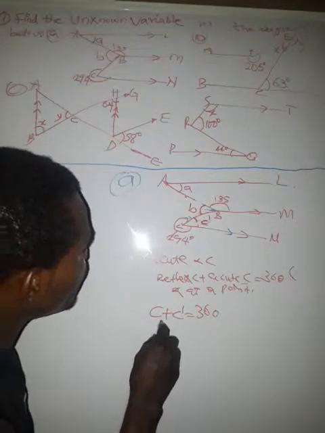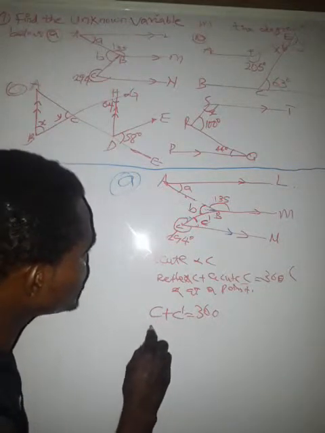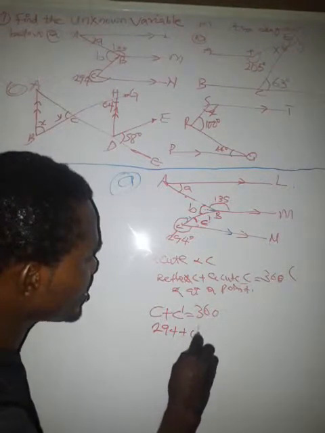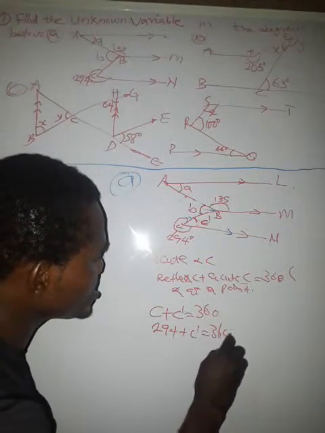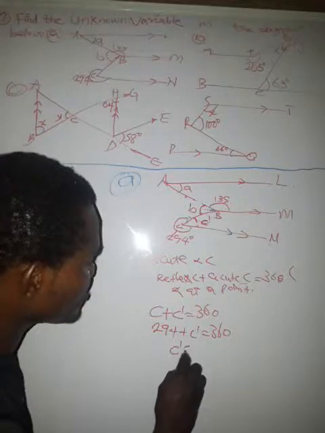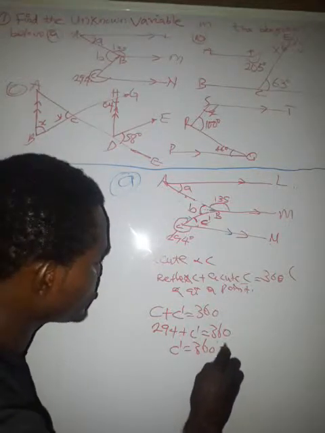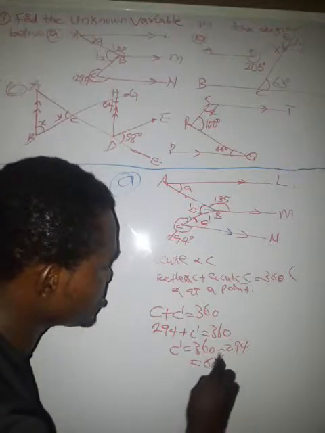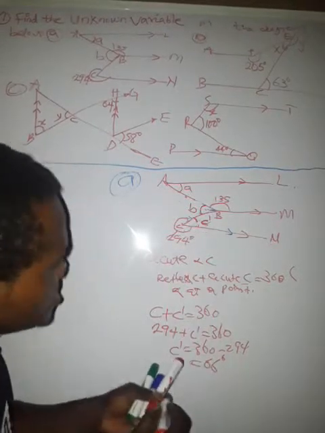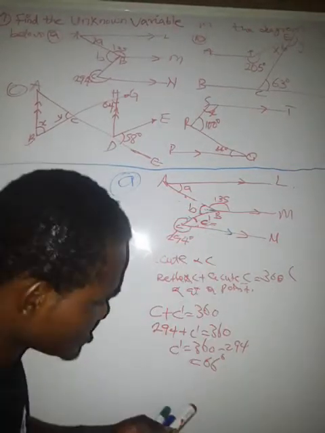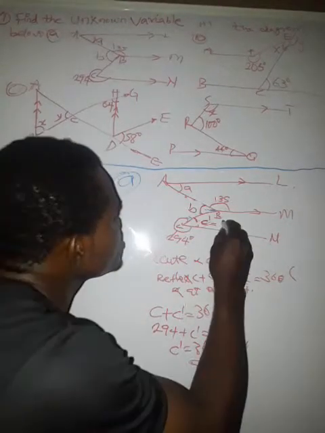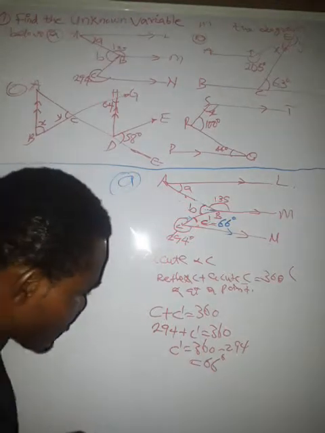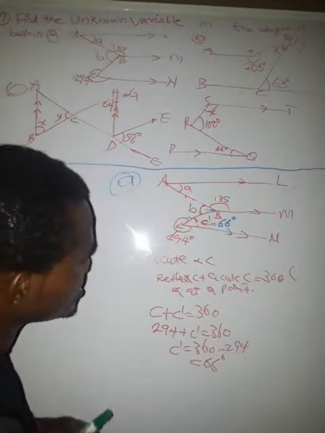Now, finding C prime: our C is 294, so 294 plus C prime equals 360. Therefore, C prime will be 360 minus 294, which gives me 66 degrees. So this place C prime is 66 degrees. We have gotten this place at 66 degrees.